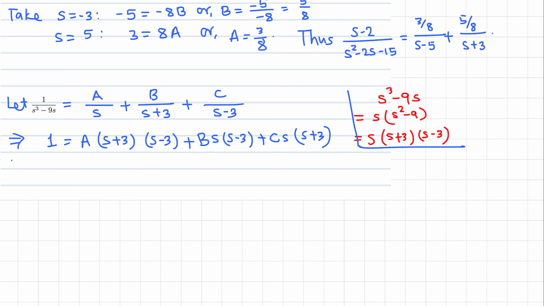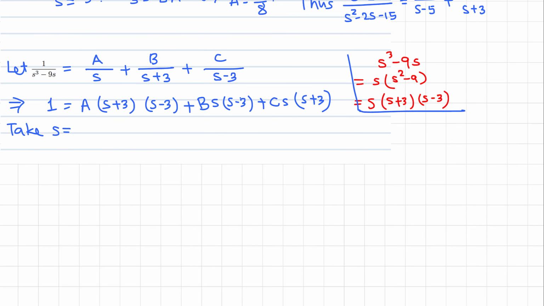Okay, now we're going to take nice s values so that we can isolate A, B, and C. S minus 3, so let's take 3. If we take 3, on the left side 1 equals, now 3 minus 3 is 0, so this factor is 0, which means the whole thing is 0. This is also 0, 3 minus 3 is 0. So this is C times 3 plus 3, 6. 6 times 3, 18. C times 18. That means C equals what? 1/18.